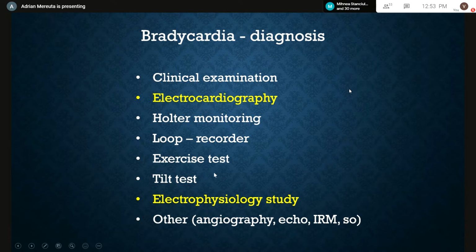I'll show an image. It's a special test which elicits a vagal response. Those patients who can have an exaggerated vasovagal reflex will have a positive tilt test. Electrophysiology studies are the most precise, but are not done on a large scale. That means you record the electrical activity in the heart. And there are other examinations which can complete the study.